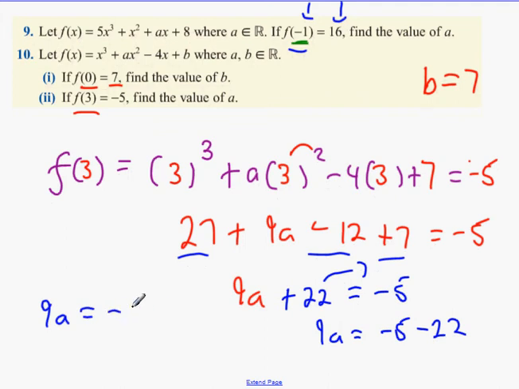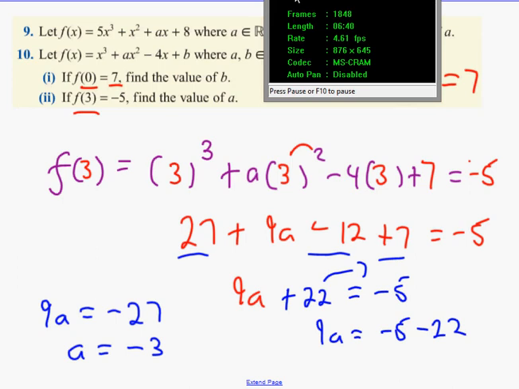9a equals minus 27, and the a will therefore equal minus 3. And that's your lot done. Okay? Just pause it there. So we have question 7.